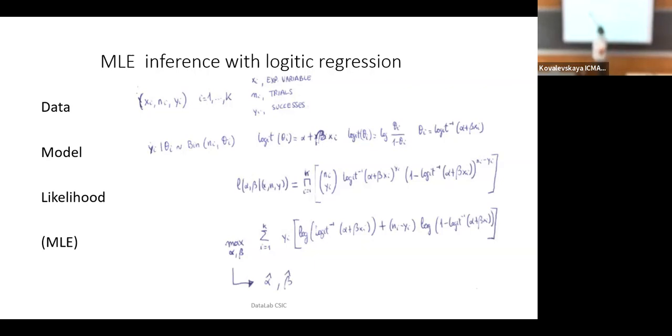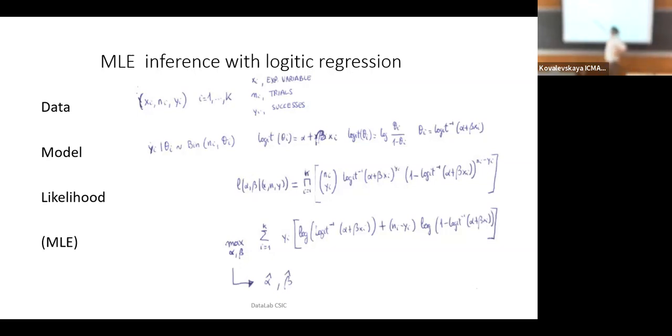So basically, these are the explanatory variables. In our case, it would be the dose. This is the number of trials, the number of mice that were treated, and this would be the number of successes. In this case, it is the number of mice dying, right? And we do this at k levels of the dose, right?